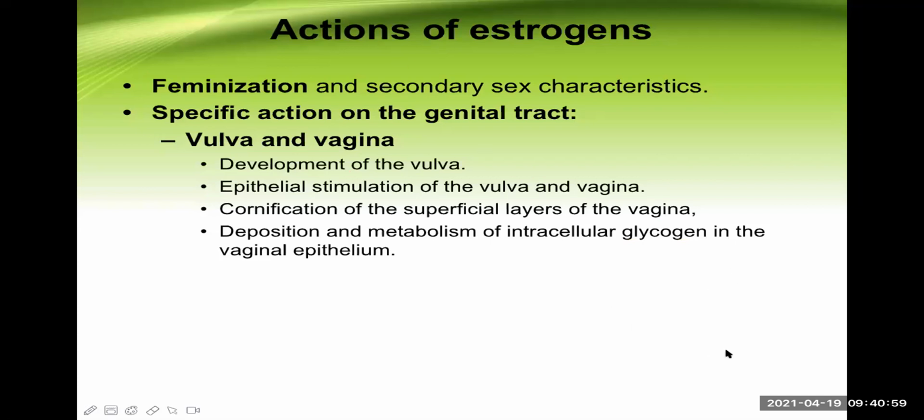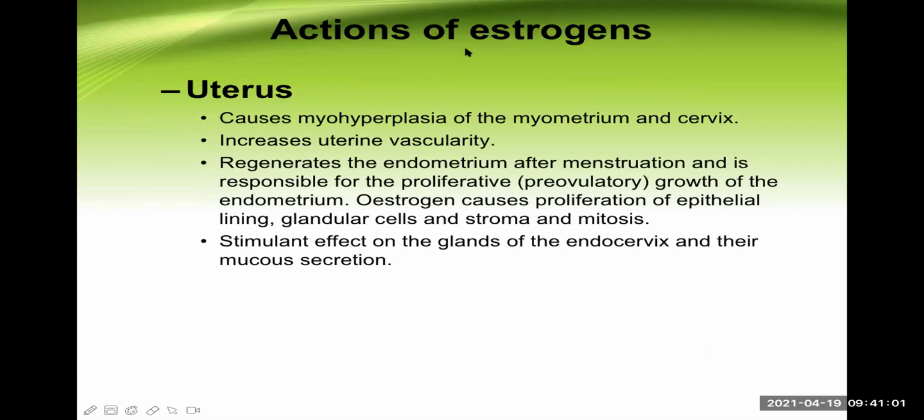Let's move on. Now, what is the function of estrogen on the uterus? Now, see this. In the uterus, estrogen causes myohyperplasia of the myometrium as well as cervix. Myohyperplasia. This is a smooth muscle which is present in the uterus.